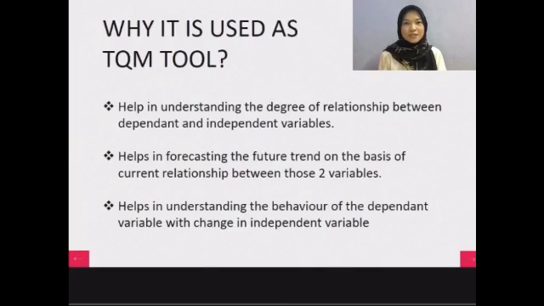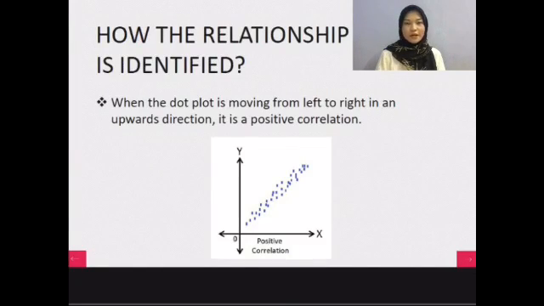tool. First, it helps in understanding the degree of relationship between dependent and independent variables. Second, it helps in forecasting the future trend on the basis of the current relationship between these two variables. And lastly, it helps in understanding the behavior of the dependent variable with change in independent variables. How does a scatter diagram identify the relationship between those two variables?